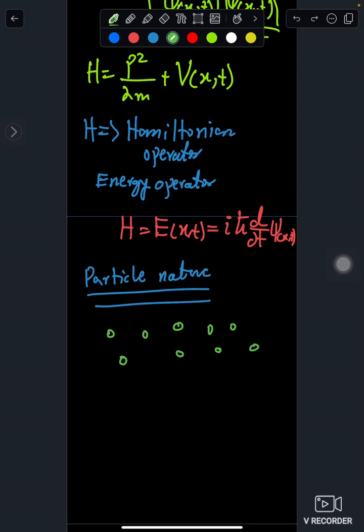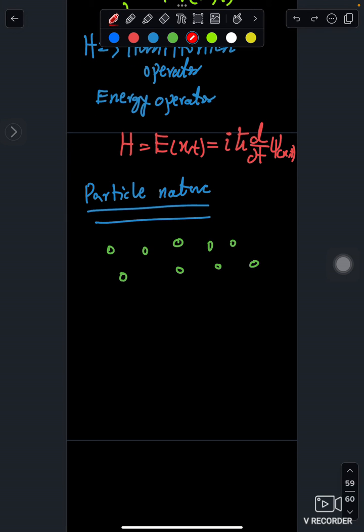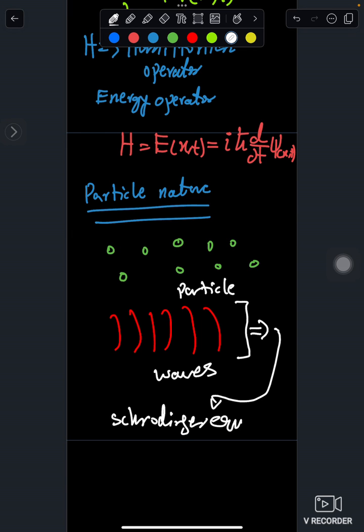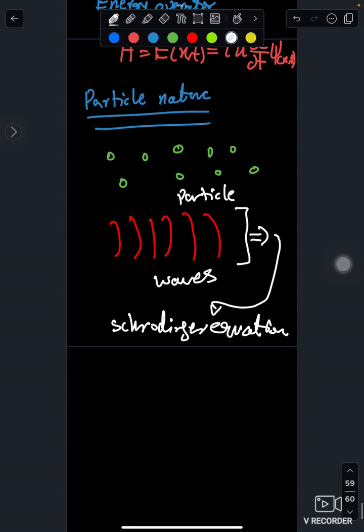and as well as they travel in terms of rays or waves. This is particle, this is waves, and the combination of these two is what the Schrödinger equation tells us. So the Schrödinger equation is actually the combination, or an easier way of knowing about the system in quantum mechanics.